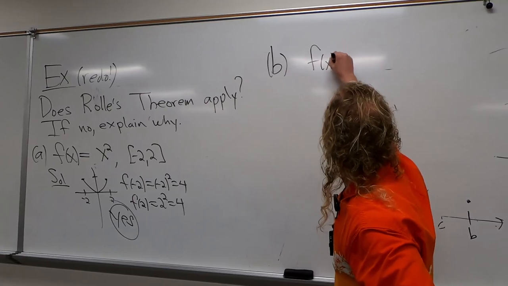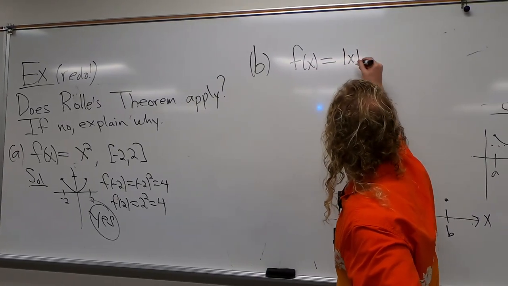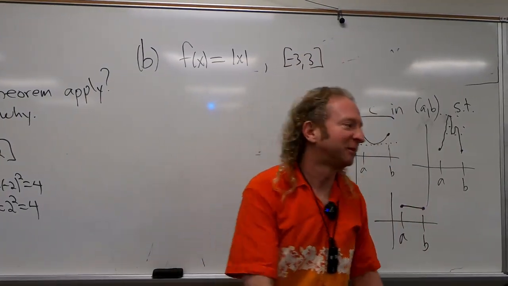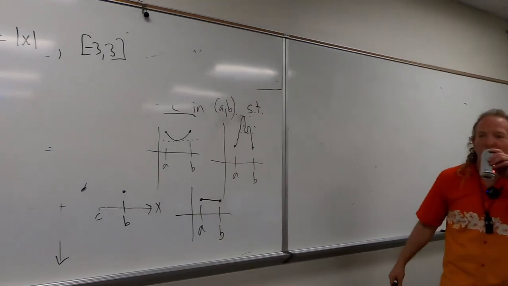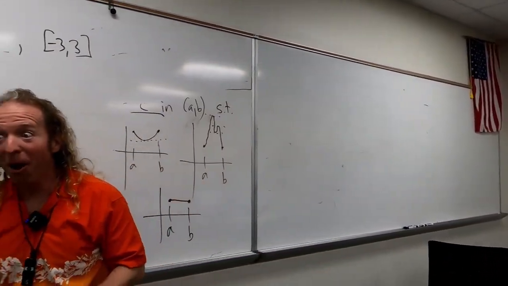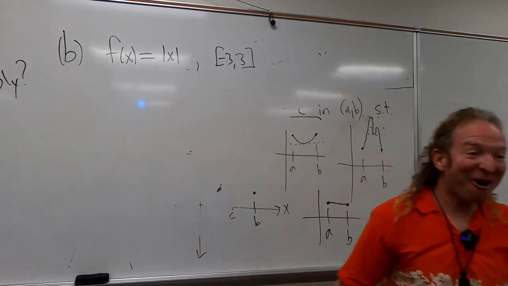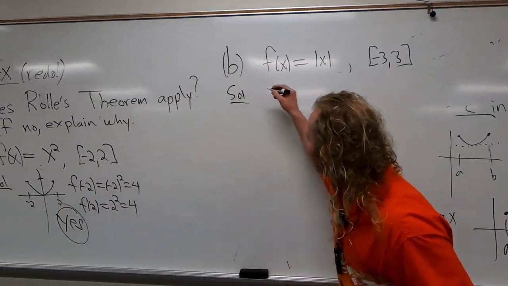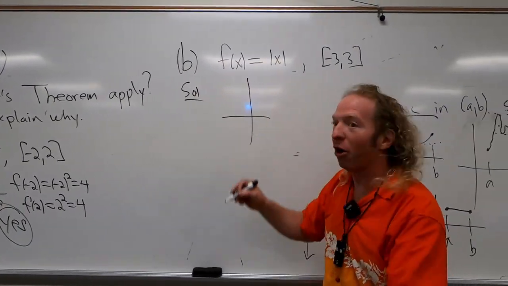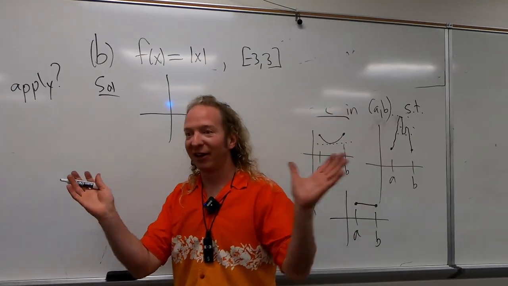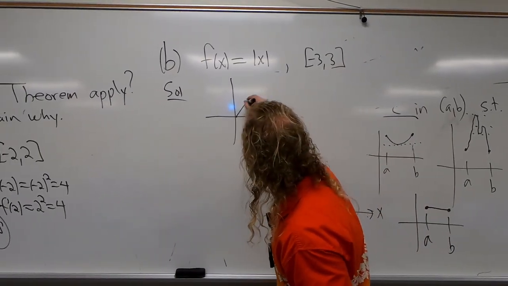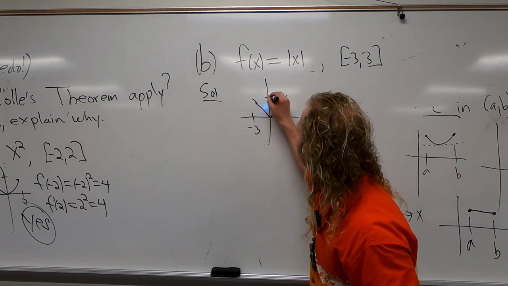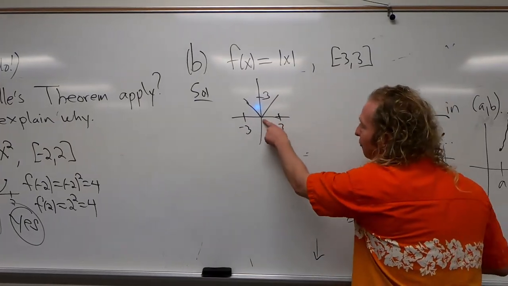How about this one? F of x equals absolute value of x, negative 3 to 3. No, why is it no? Oh, it's not differentiable, good. I'll draw the picture. What's the graph of the absolute value function look like? Like a V, V for value. So it looks like this. If you plug in 3 and negative 3, you get 3, same answer. But it's not differentiable at 0.